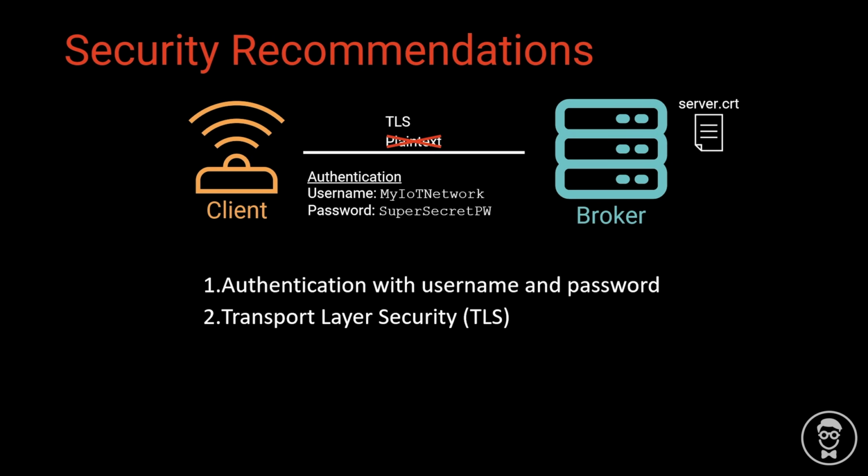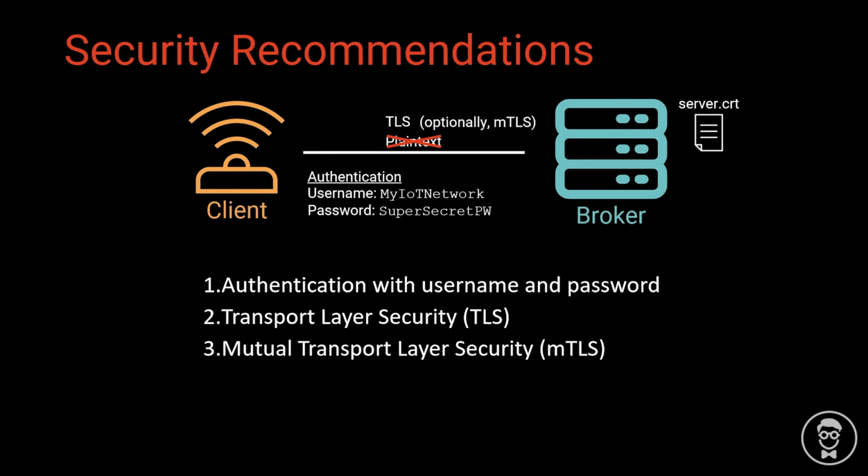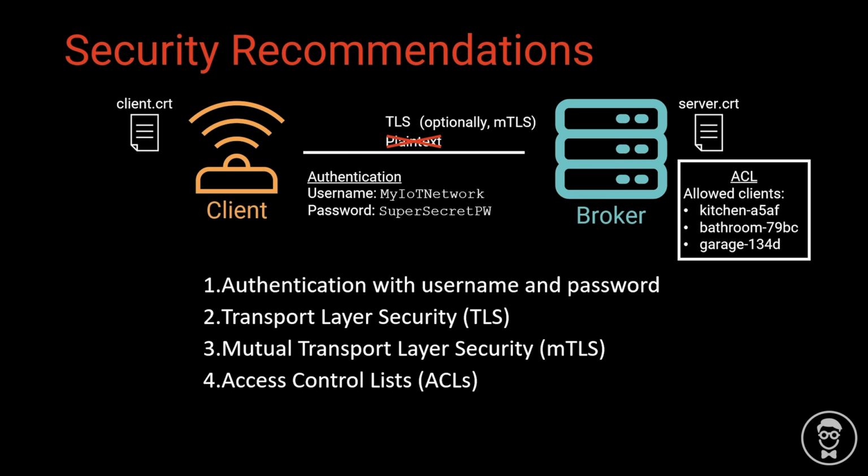You can even take it a step further and enable mutual TLS, where the client and broker must both present valid, trusted certificates to authenticate each other. It's also helpful to configure access control lists to allow only approved clients and specify which topics clients can publish or subscribe to. You can also limit message rate and size to mitigate potential denial of service attacks where one or more clients simply flood the network with packets or large payloads.